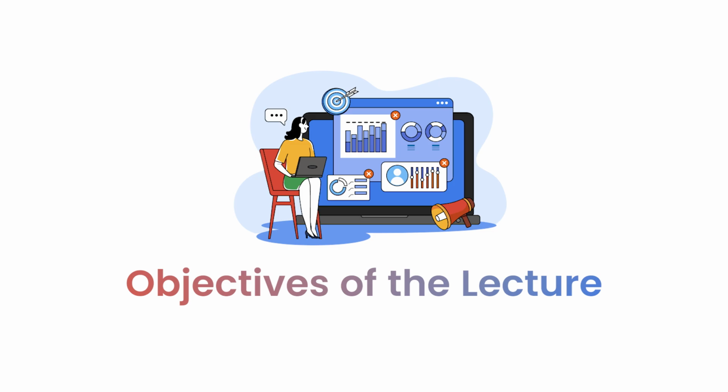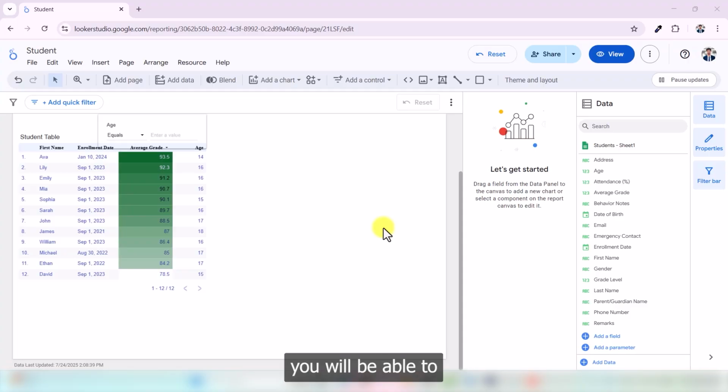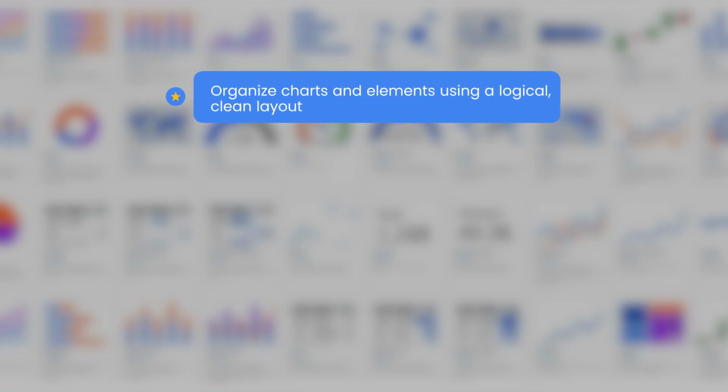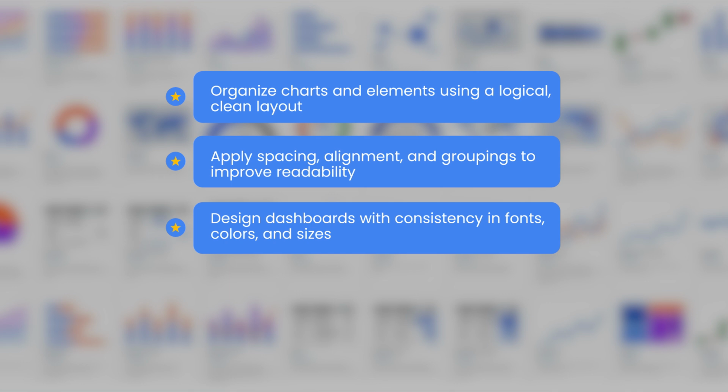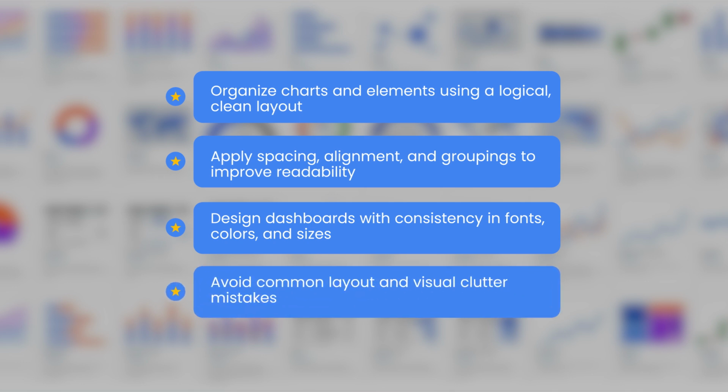Objectives of the lecture. By the end of this lecture, you will be able to organize charts and elements using a logical, clean layout. Apply spacing, alignment, and groupings to improve readability. Design dashboards with consistency in fonts, colors, and sizes. Avoid common layout and visual clutter mistakes.